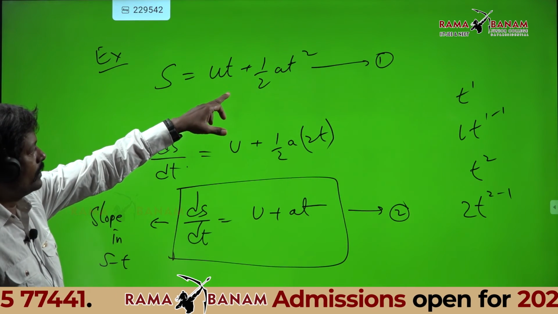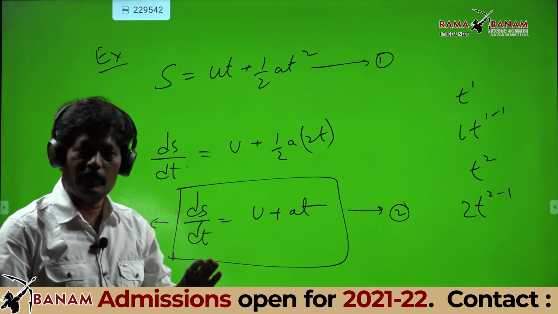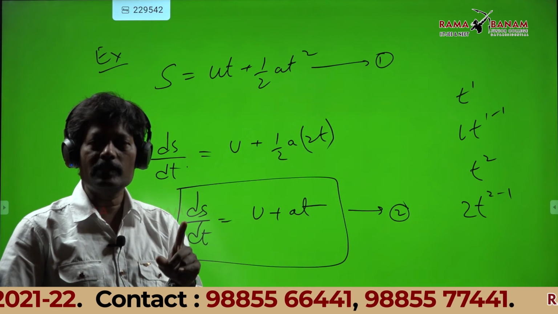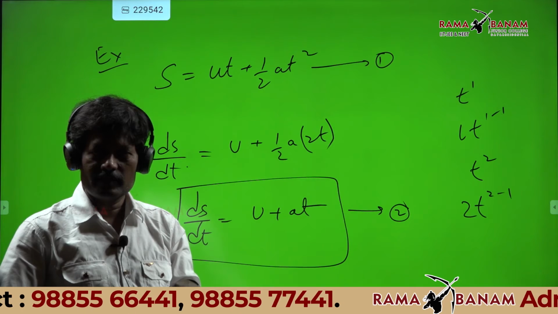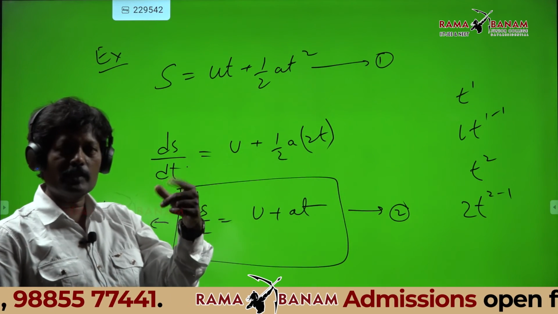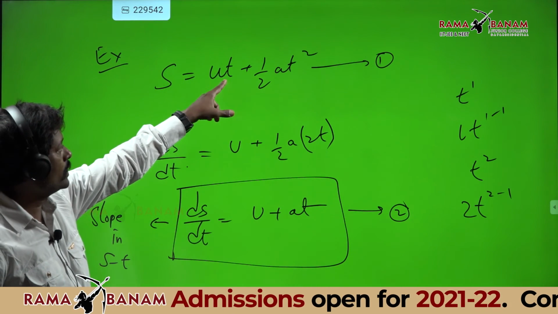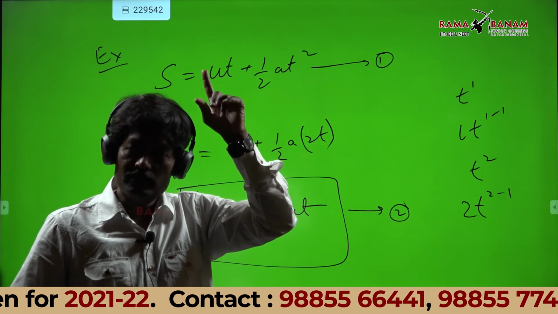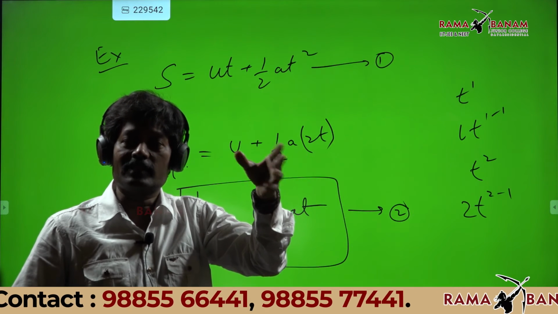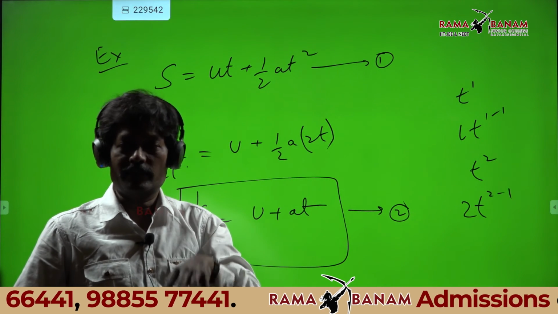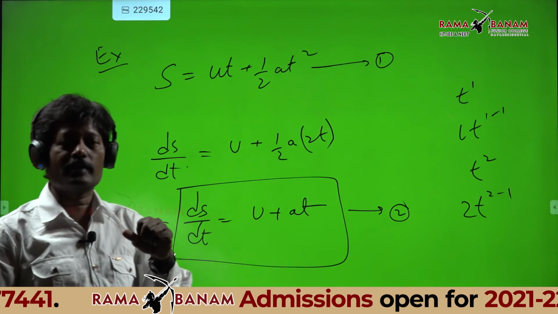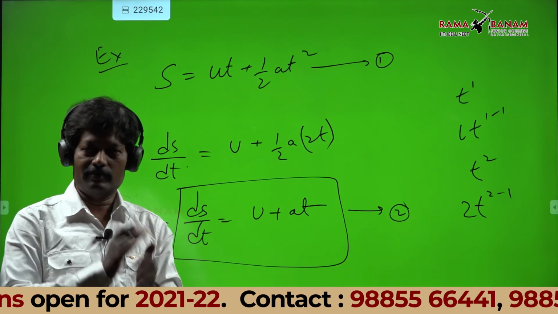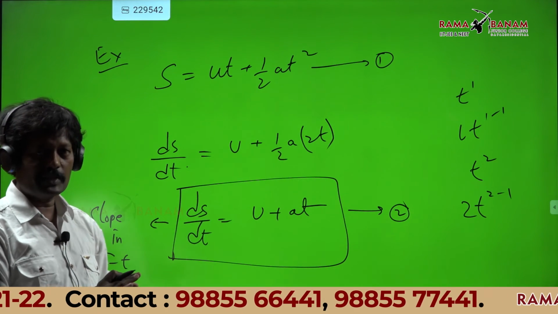S equals ut plus half at square is the equation I am taking as an example, and I am going to find the slope of that equation. Slope means dy by dx. Like how you have y, in the place of y you have s, and in the place of x you have time. In the same way that you use dy by dx, in physics we use it in the equations. That means derivatives are important; slope finding is important in physics. Slopes give you some physical quantity.